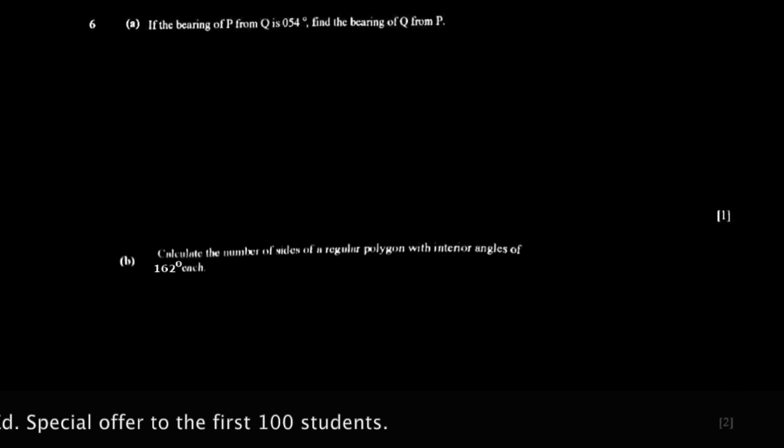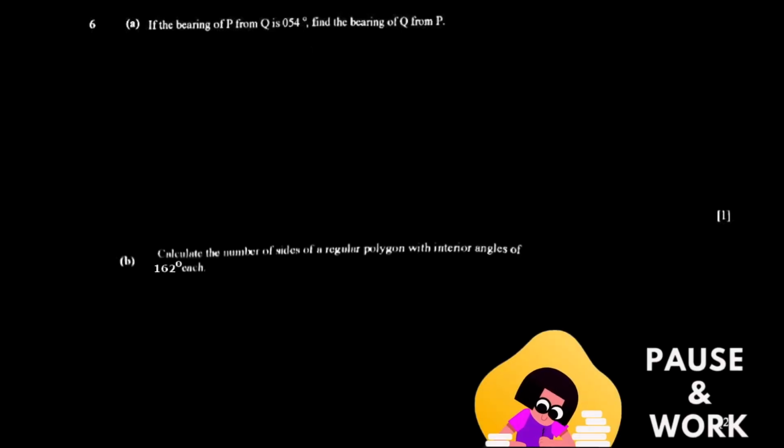So question 6, it says if the bearing of P from Q is 054, find the bearing of Q from P. Okay, so how do you think we should work this out? I don't know actually. Okay, that's fine.